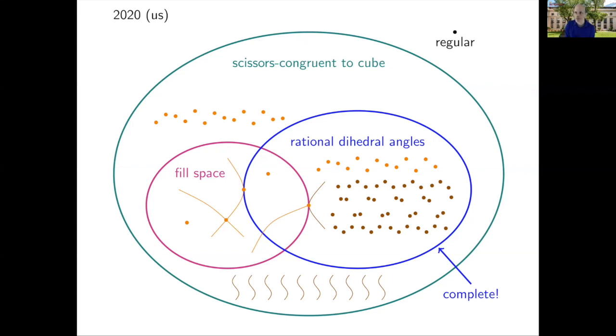May I, before you go off the slide, there are a lot of questions about what Dehn invariant zero means. Can you say a word or two about how it fits into this taxonomy?